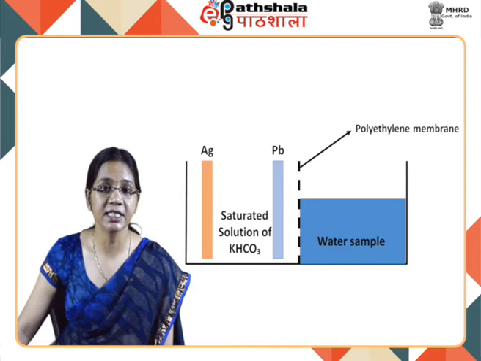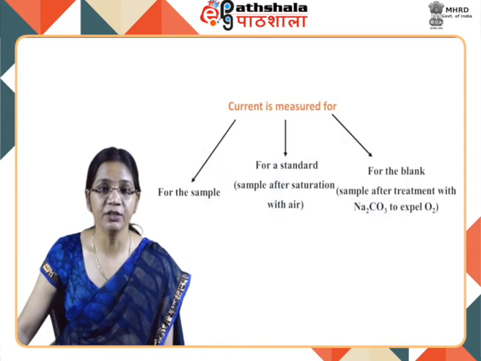Thus, a galvanic cell can be plugged to a pH meter to give a direct reading of DO in milligram per liter. The 0 to 14 pH scale in the pH meter now becomes 0 to 14 milligram per liter dissolved oxygen. The current is measured for number 1, the sample; number 2, the standard, which is the sample after saturation with air; and number 3, the blank sample after treatment with sodium carbonate to expel oxygen.